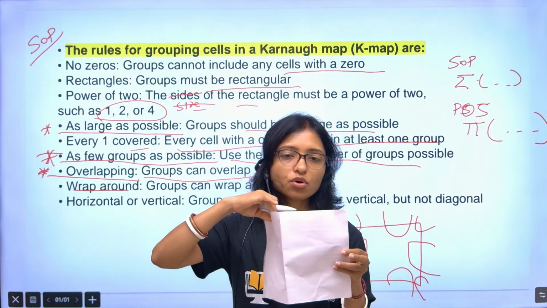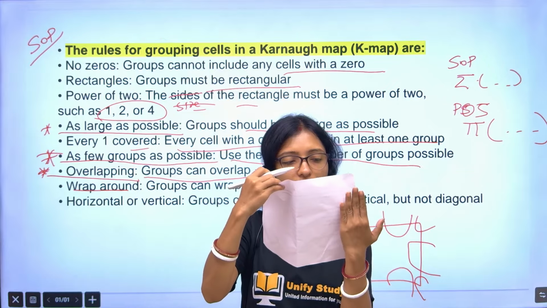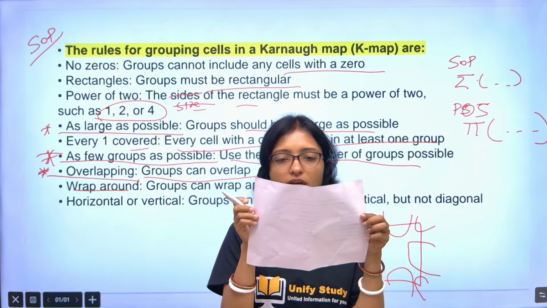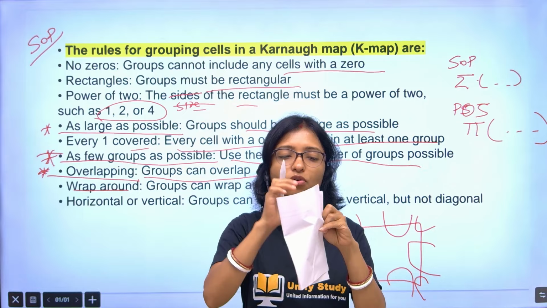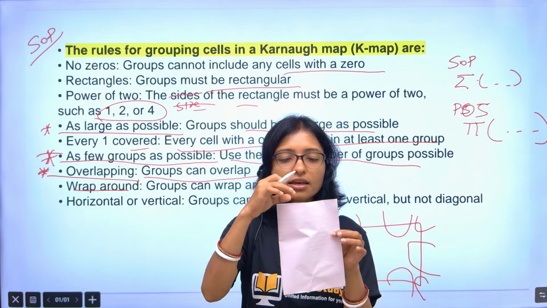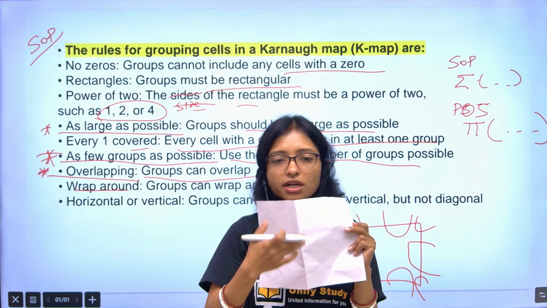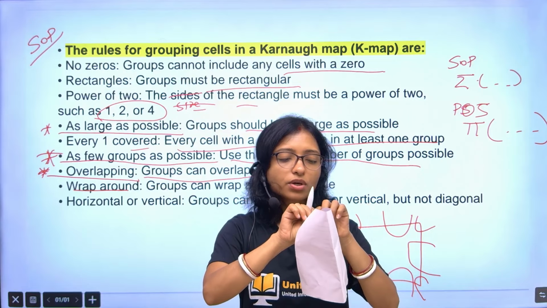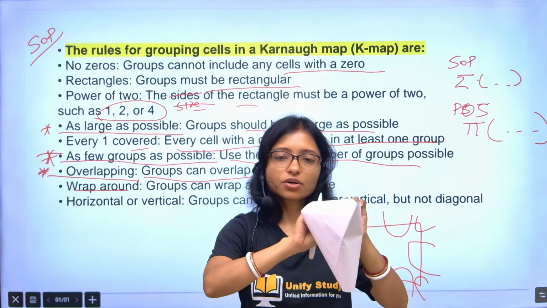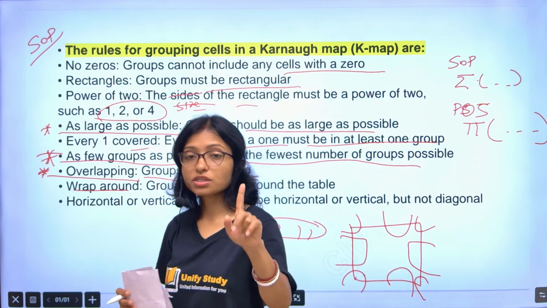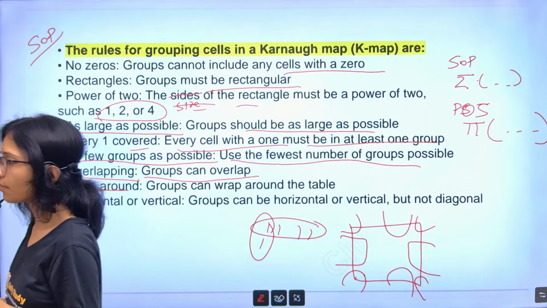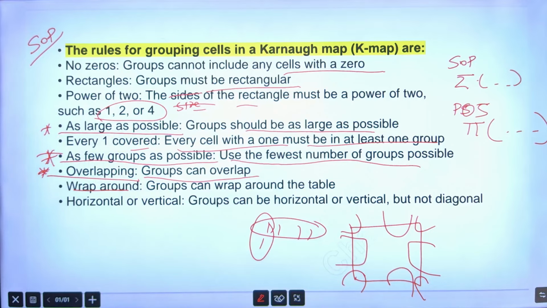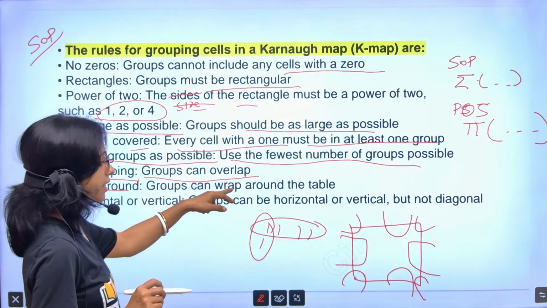Any type of folding is allowed, and that is called wrap around. This corner some values are there, this corner some values are there. You can fold and take it. Even this corner some values are there, you can fold. The corners you can also fold together and make the grouping. This is most important. In the maximum number of questions you have to check whether wrap around is possible or not. Maximum questions will depend on this.